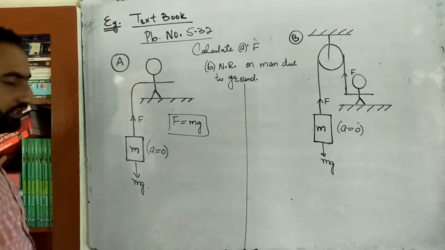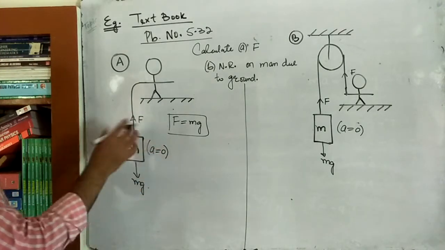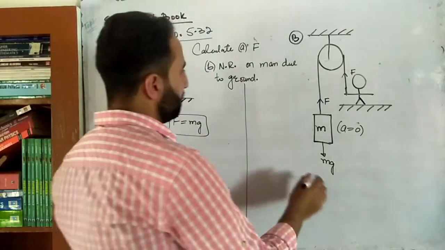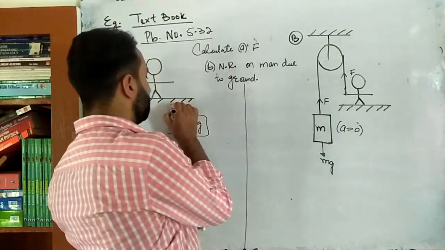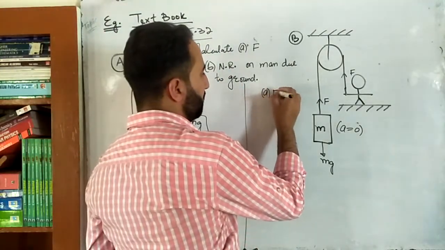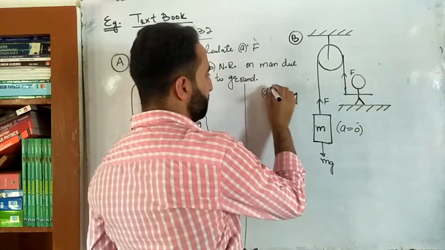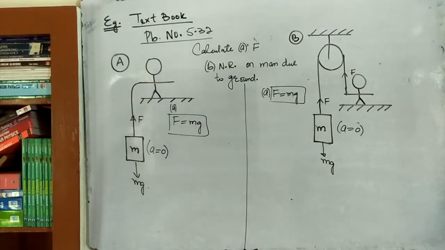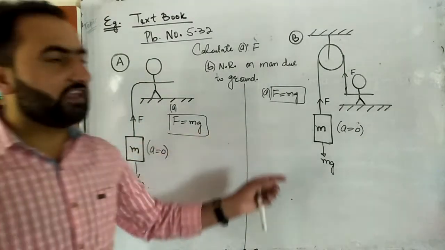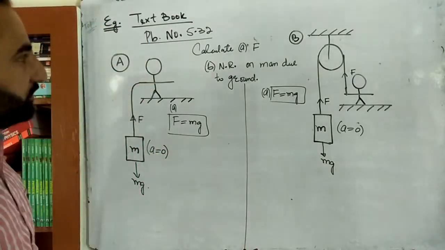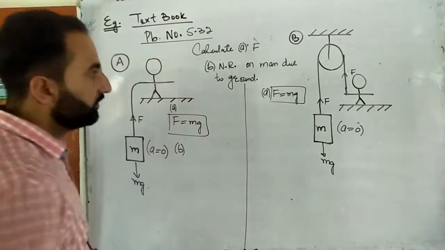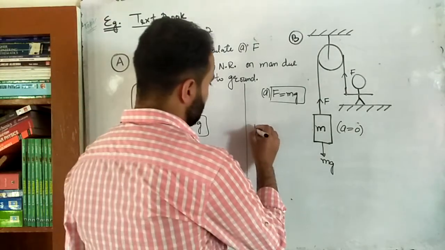So the upward force is equal to the downward force, because when acceleration is 0, the summation of all the external forces will be equal to 0. So the upward force must be equal to the downward force. So we are done with the A part. In this case, F is simply equal to mg. As simple as that. So the force exerted by the person on the rope in this case and in this case is exactly the same, and that comes out to be mg. Now part B is that you are supposed to calculate the normal reaction. Now why are you supposed to calculate the normal reaction? The reason is this.